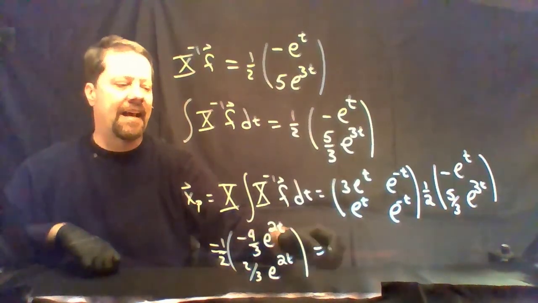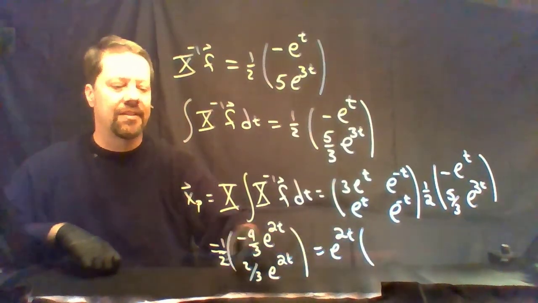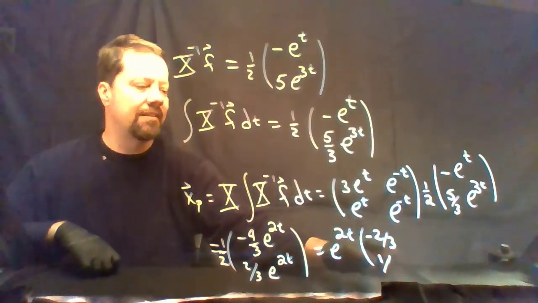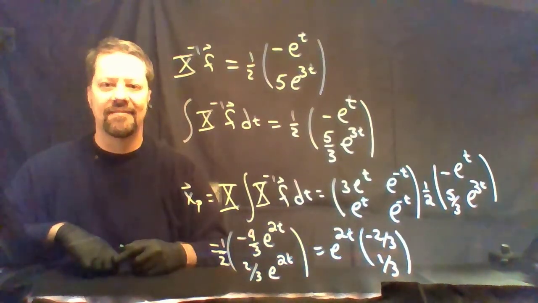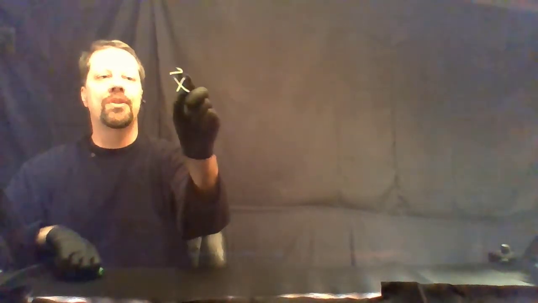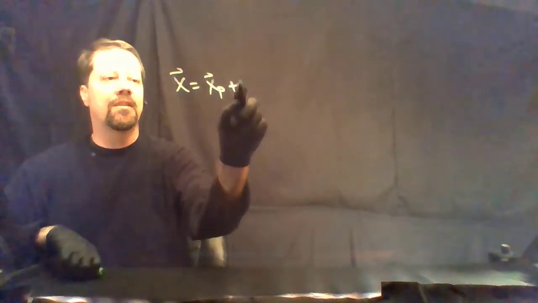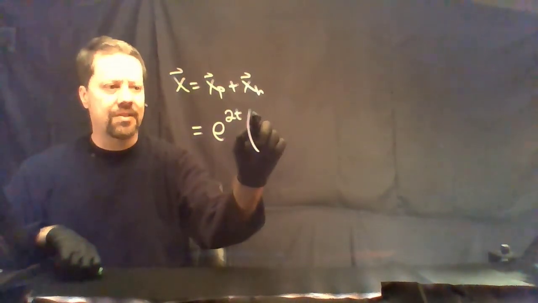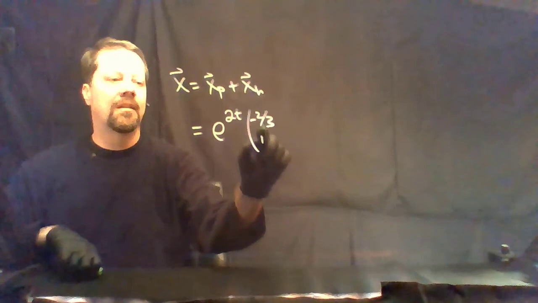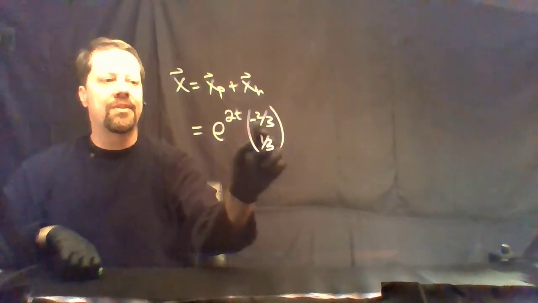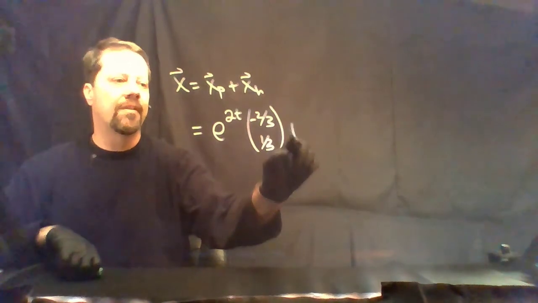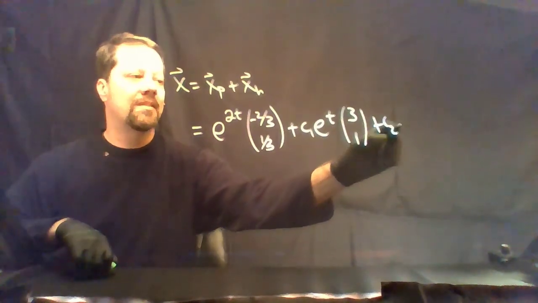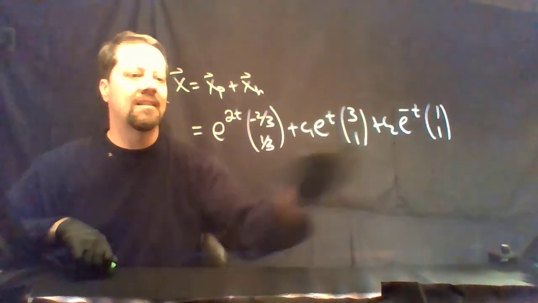Multiplying each of the coordinates by half and factoring out e to the 2t, we'll have e to the 2t times negative 2/3, positive 1/3. We see then that the general solution is the particular solution plus the homogeneous solution. The particular solution we just found is e to the 2t times negative 2/3, 1/3, plus c1 e to the t times 3, 1 plus c2 e to the minus t times 1, 1.